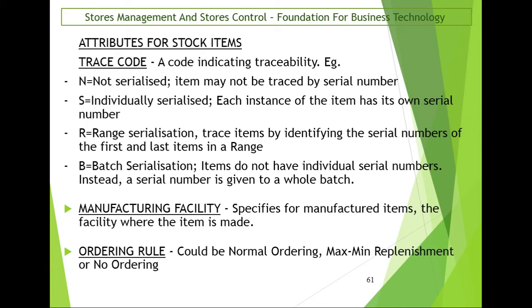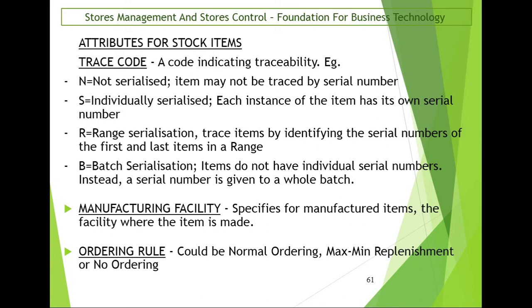Then you get other items that are individually serialized, which means that every instance of that item can be identified uniquely. So you are able to go into your stores and say this water meter with serial number 1234 is the one that we received on this particular day, and it was issued to this particular client. Then you also have what is called range serialization.